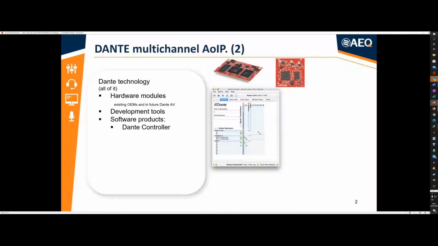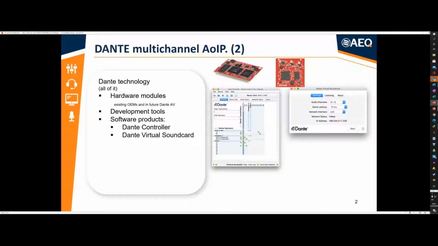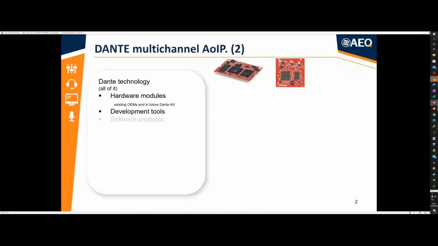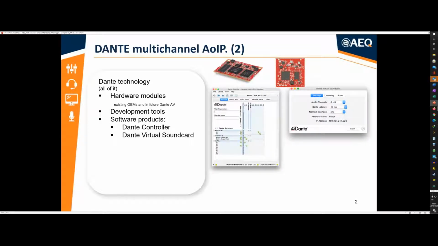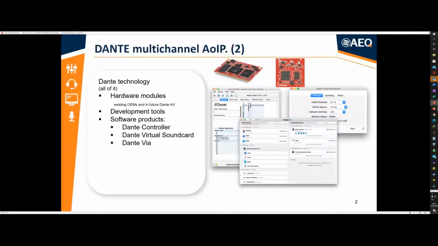We have Dante Controller, which Roberto will explain in greater detail, that serves to patch between transmit and receive channels. Dante Virtual Sound Card, which serves to get audio in and out of a PC or Mac. Dante Via, which is a similar type of solution, but orientated also towards the podcasting world, as it allows you to select a particular audio source, like an application or an attached device inside your PC.